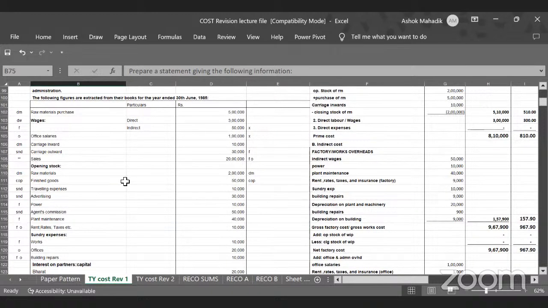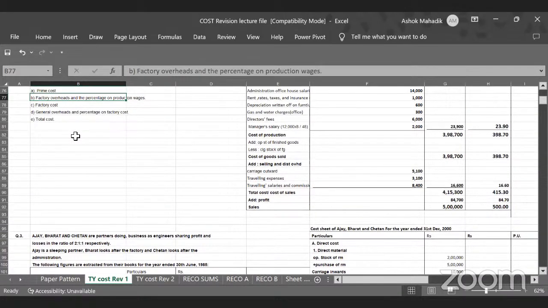Raw material purchase, DM, wages. Two wages items are given. Direct will go to direct wages. Indirect will go to factory. Office salary, O. Carriage inward, DM. Carriage outward, S&D. Sales is sales.